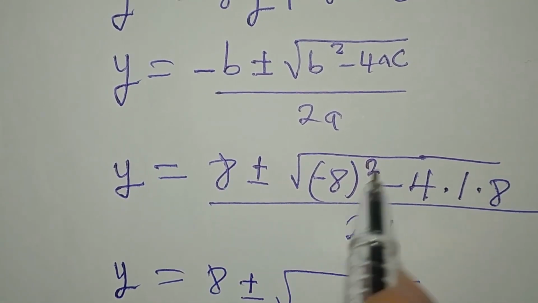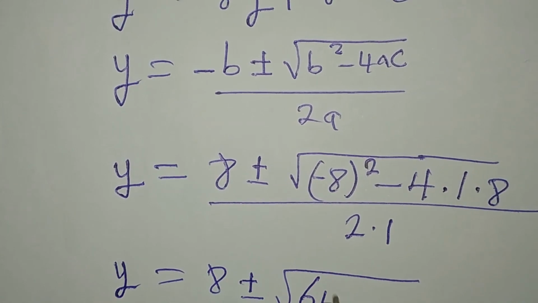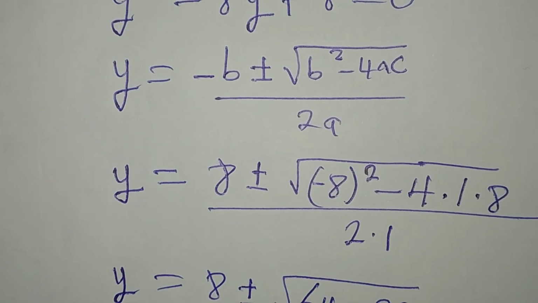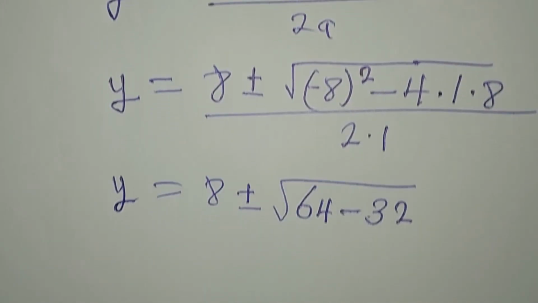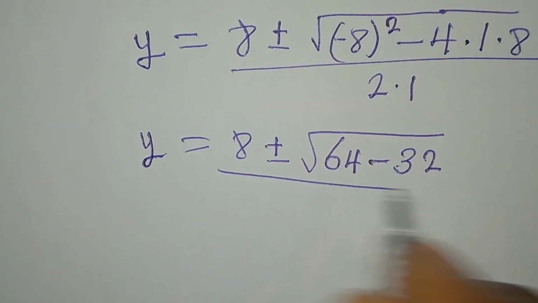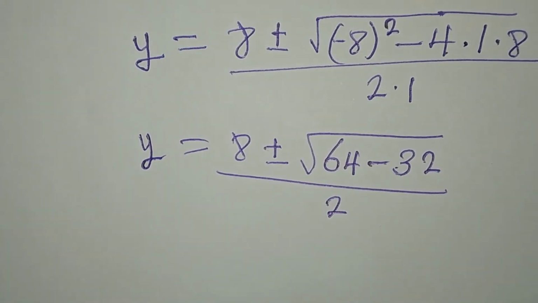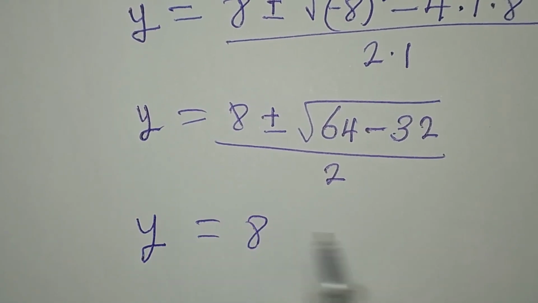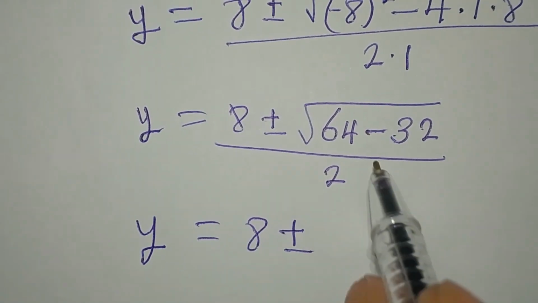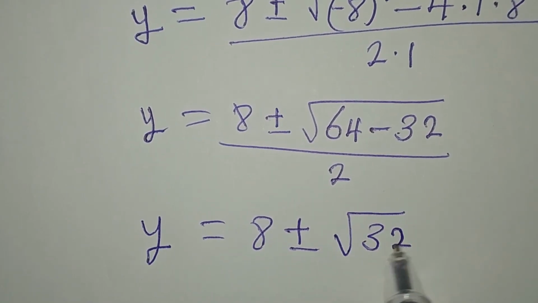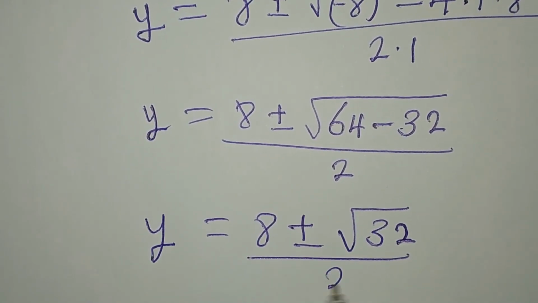Now y is equal to 8 plus or minus. If you square this, you're going to have 64. Then this time 4 times 1 times 8 is -32, right? Okay, so I have -32. Sorry, I wrote out of sight. And this will be divided by 2. Now the next is y is equal to 8 plus or minus. If you subtract this, then you have positive 32. And that will be over 2.